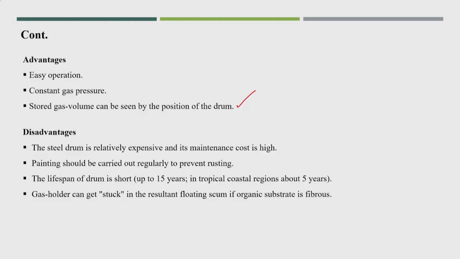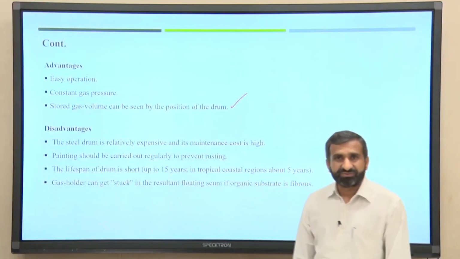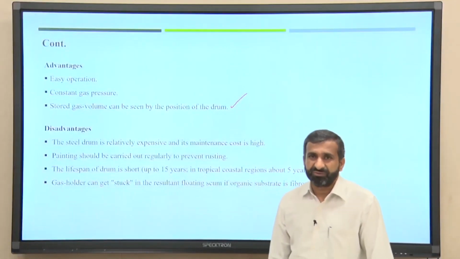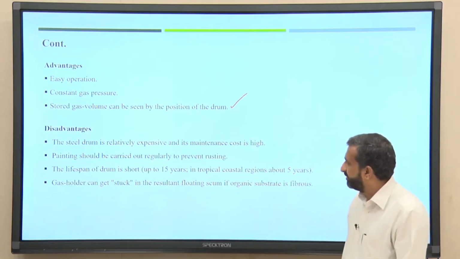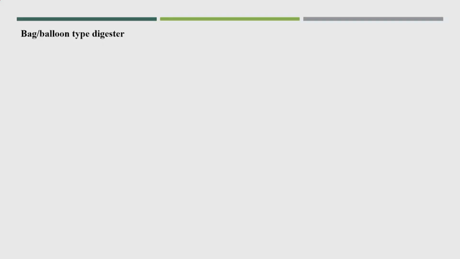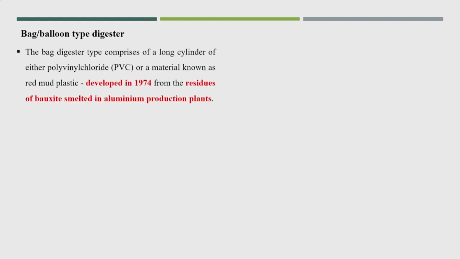The gas holder can get stuck in the resulting floating scum if the organic substrate is fibrous, but again it depends upon the special type of substrate. If you maintain the proper substrate, this kind of disadvantage can't occur. So, next is the bag or balloon type of digester.